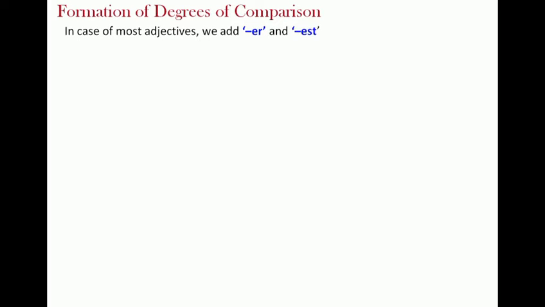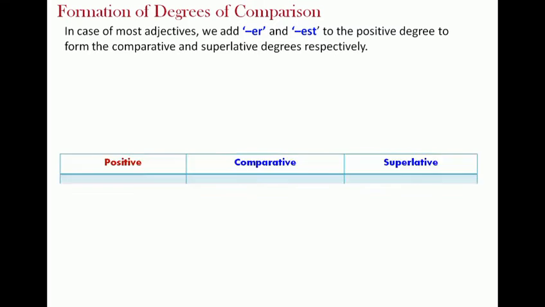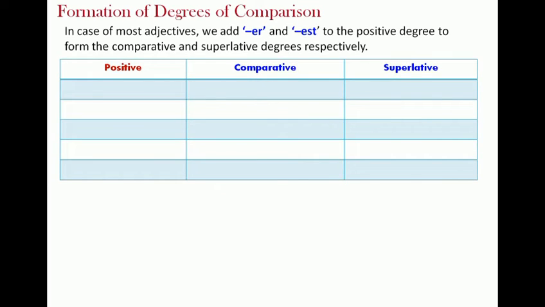How to form degrees of comparison? See, formation of degrees of comparison. In case of most adjectives, we add er and est to the positive degree to form comparative and superlative degrees respectively. You see here positive, near, comparative, nearer, we add er. In superlative, nearest, add est. Similarly, young, younger, youngest.